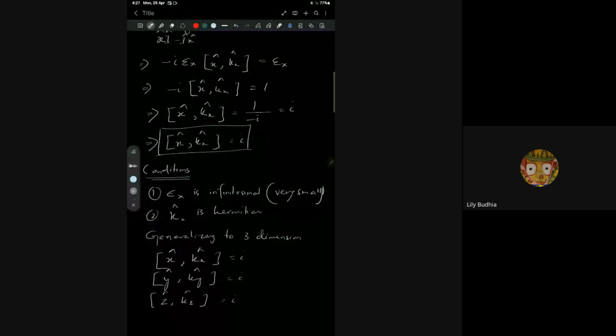Now, what is the meaning of this commutator not being zero? If a commutator is zero, that means we can simultaneously determine the quantity. Suppose A is a quantity, B is a quantity. If you have operators A and B representing the physical quantities, and the commutator is zero, we can simultaneously determine the values. But if the commutator is not zero, we cannot find out simultaneously the values of those two operators, the eigenvalues of those two operators.